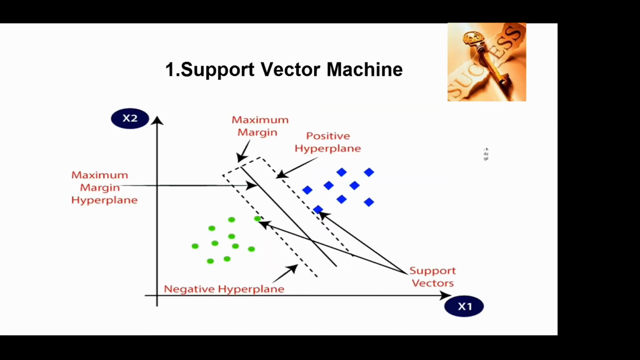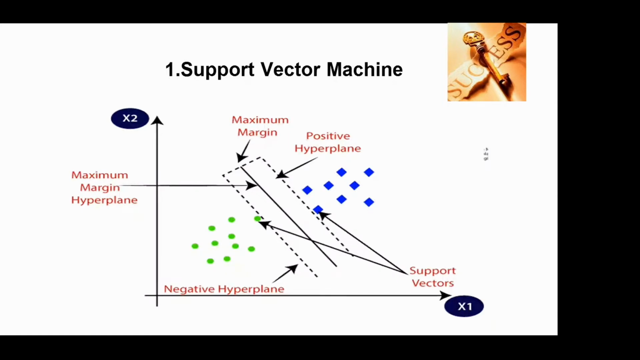We can never say that support vector machine is bad or random forest is good. It depends on the data set which type of algorithm achieves good accuracy. Many times support vector machine achieves better accuracy than random forest, but many times random forest achieves better accuracy than support vector machine. So it depends on the problem. First, let's discuss support vector machine.